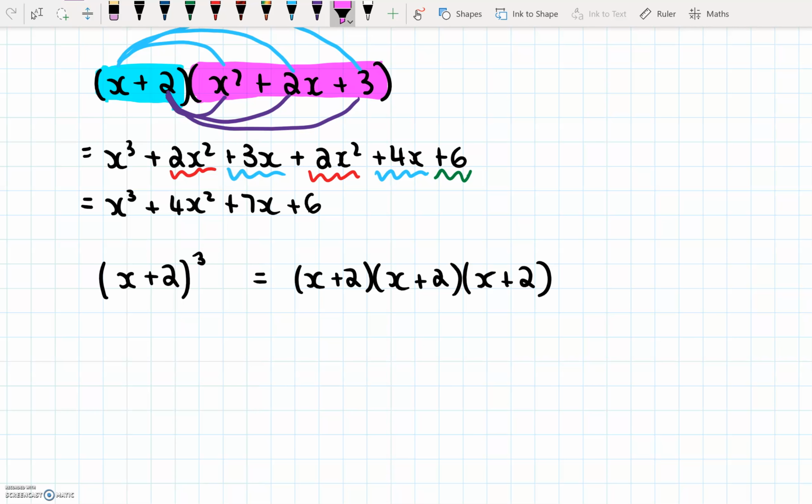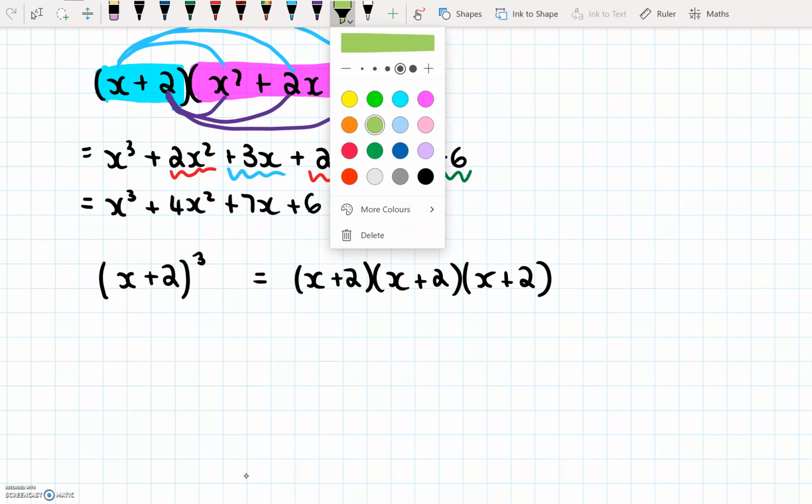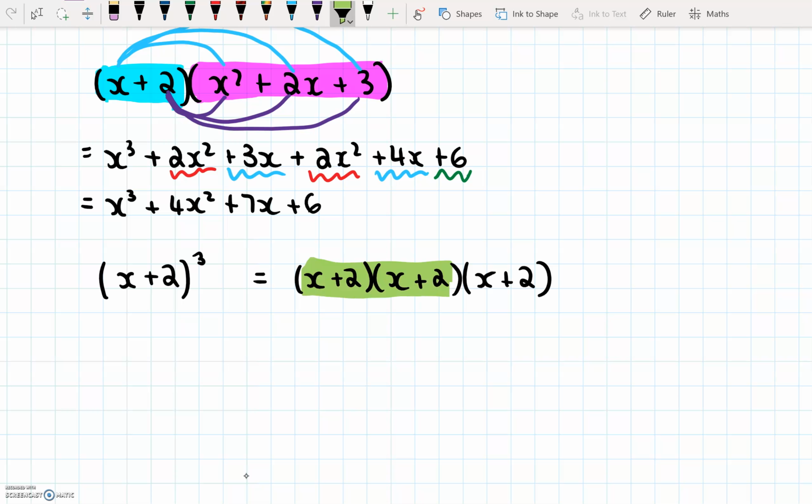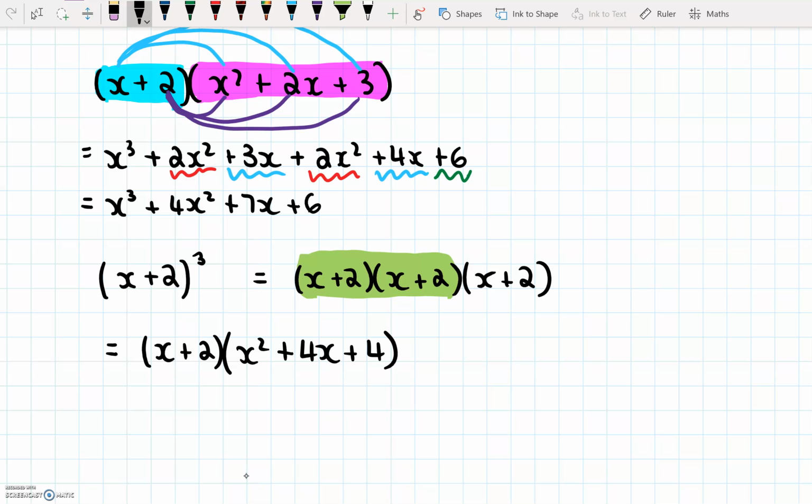So we're going to start by focusing just on these first 2. We're going to leave the last bracket as it is. So we know that that last bracket's staying, so I'm just going to write x plus 2 in brackets. Then we have this product here, x plus 2, x plus 2. Now you can see that that's a perfect square, so we just get x squared plus 4x plus 4. Hopefully you remember that rule by now. Please make sure, if you don't know it, that you learn it as soon as possible.